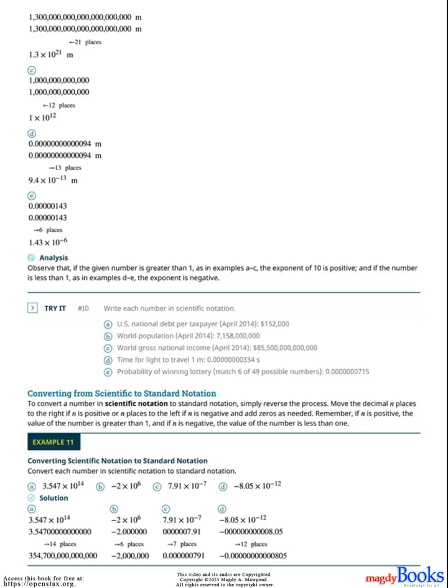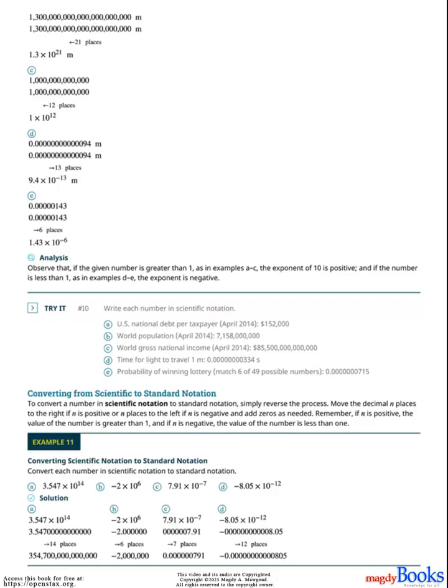3.5470000000000. Move it 14 places right. 354,700,000,000,000. B. Negative 2 multiplied by 10 to the power of 6. Negative 2.00000000. Move it 6 places right. Negative 2 million.